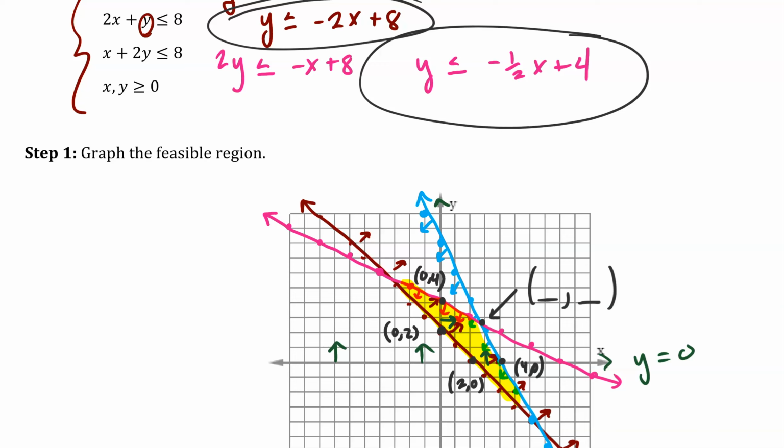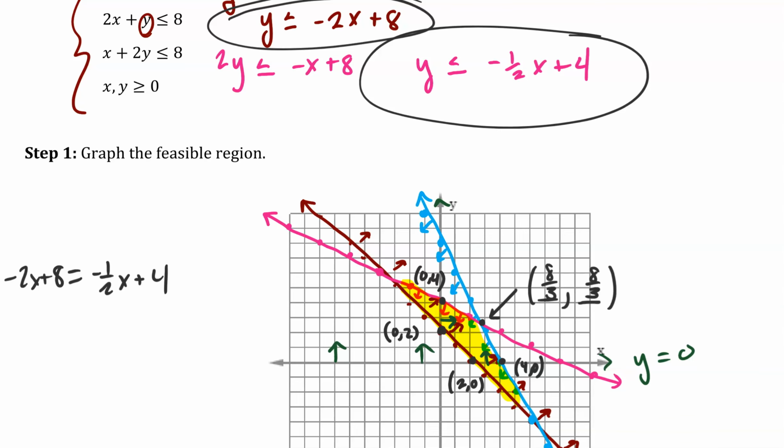Again, I'll just set this up for you. So to find this point, we would just set, where is negative 2x plus 8 equal to negative 1/2 x plus 4. And then we would solve for x and we would solve for y. And we would see that this point is at 8/3, 8/3. You can always check your answer in Desmos.